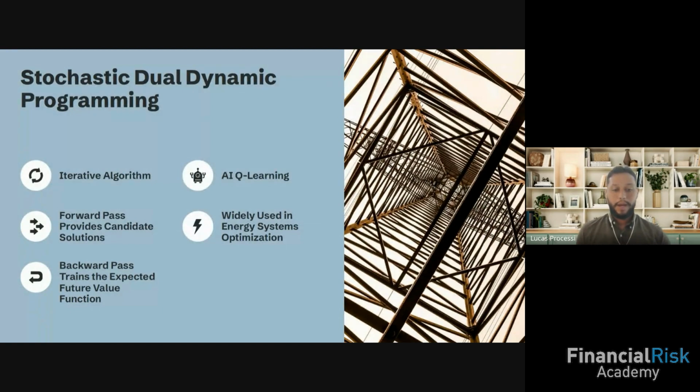All right. So we have different tools in the realm of stochastic optimization, but the one we have been working with and the one that we use in our ALM models and also teach in our course is stochastic dual dynamic programming, which can be classified as an artificial intelligence tool, right? In the category of Q learning or reinforcement learning.